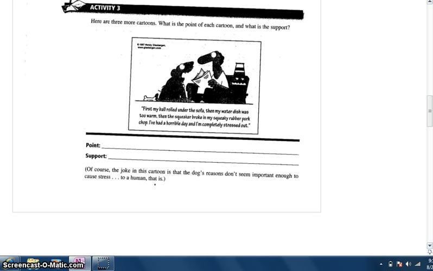All right, so what is the point of this cartoon? Well, the point is that the dog had a bad day. All right. Well, how does he support it? Well, he supports it by the fact that his ball rolled under the sofa, the water dish was too warm, and the squeaker toy broke in his squeaky rubber pork chop. Okay, so that does sound like a pretty bad dog day, and he did support his argument.